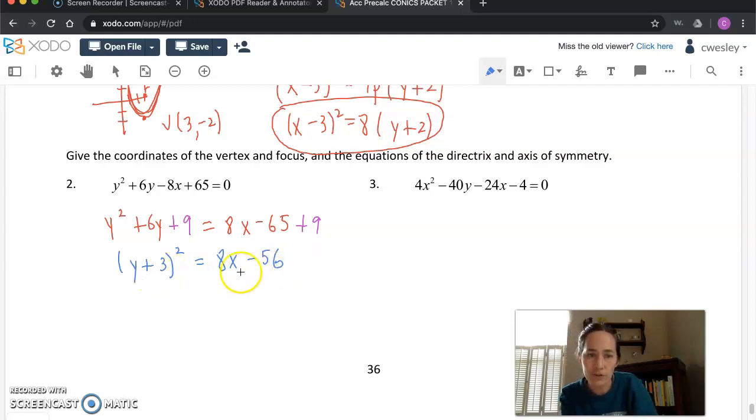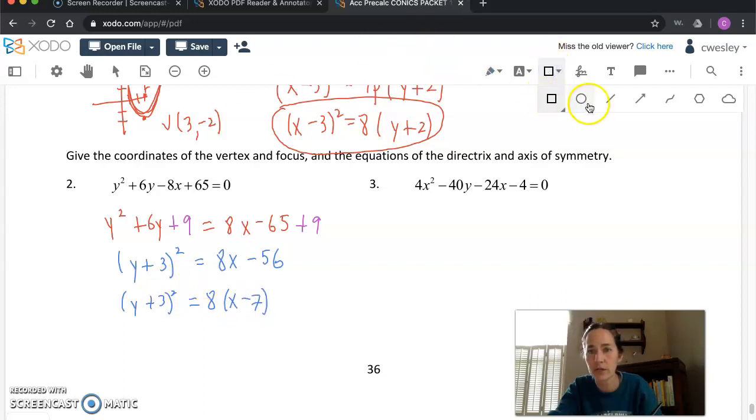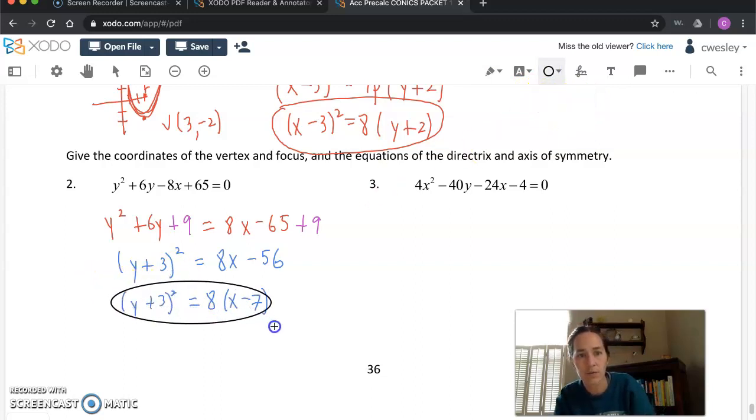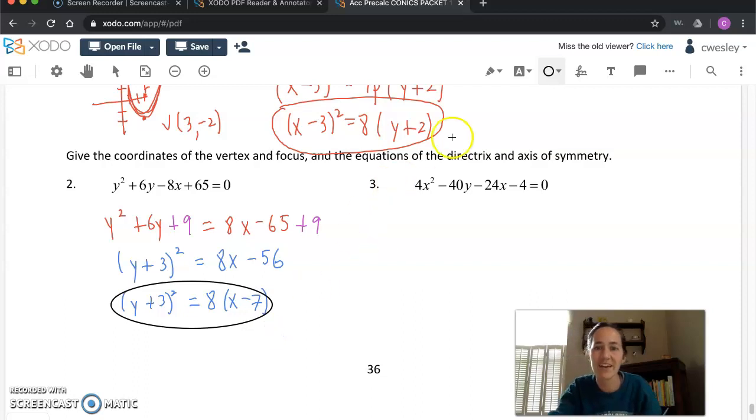Then for our version of standard form, the side with the linear variable needs to get factored. Actually, not really GCF'd, but whatever number is sitting out front of the x needs to get factored out. So it's y plus 3 squared equals 8 times x minus 7. And then you can easily see, and I want to try this cool trick again, a circle around my standard form. That looks okay.